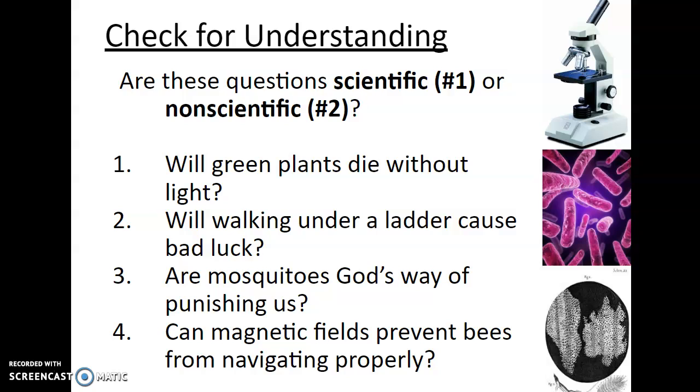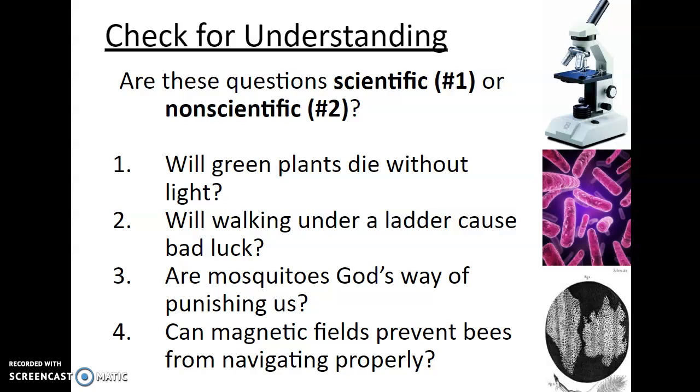And then, can magnetic fields prevent bees from navigating properly? This one's kind of tough. So, is it natural? Yes. So, there are magnetic fields in the earth that actually not only help bees navigate, but other animals as well. And honestly, even us too, if we use compasses and whatnot.